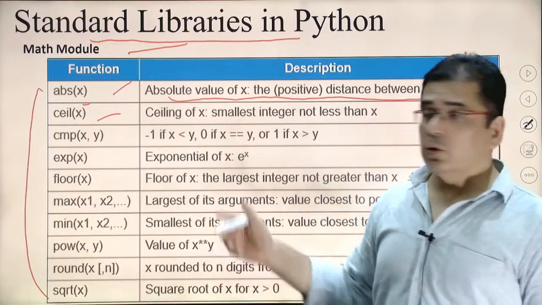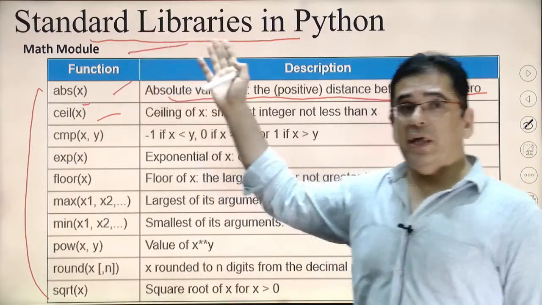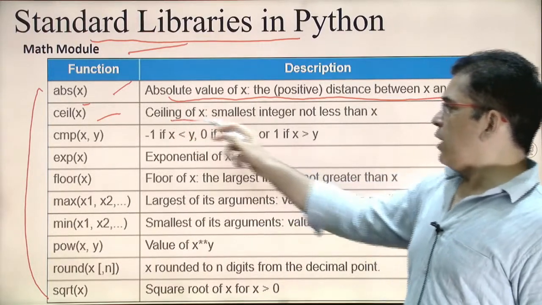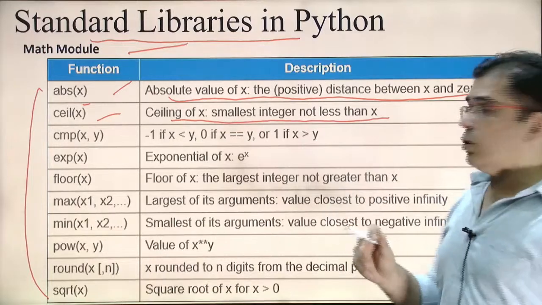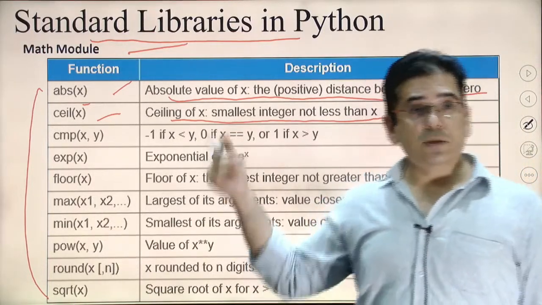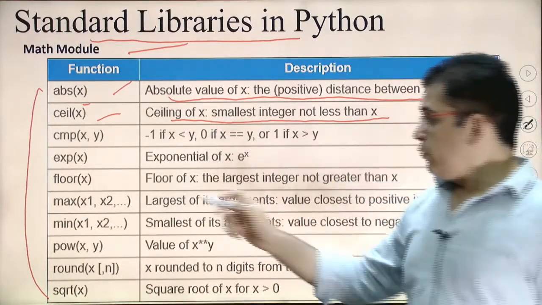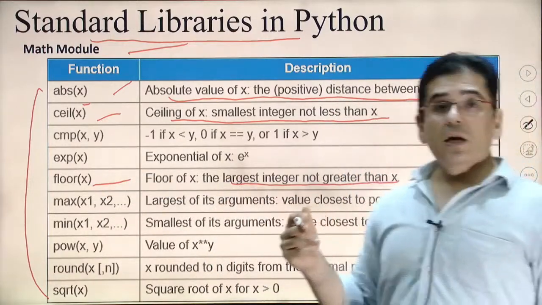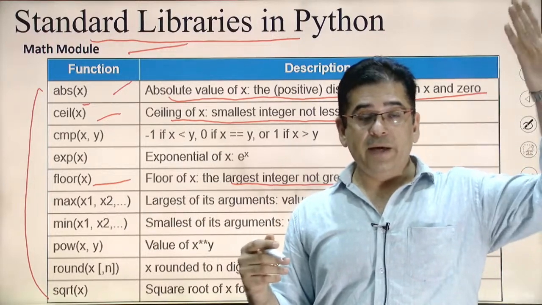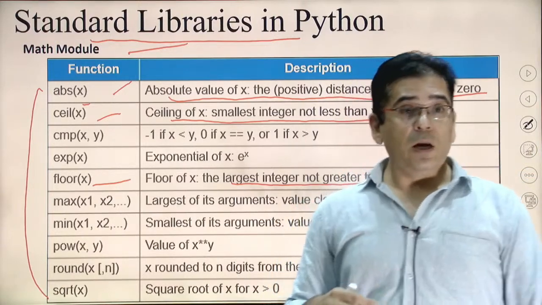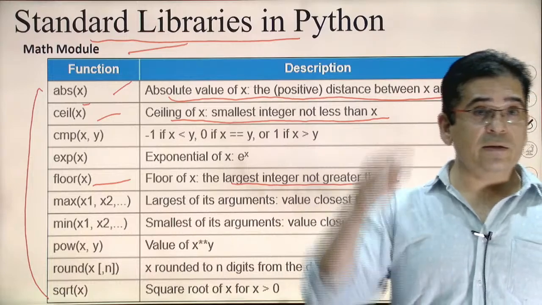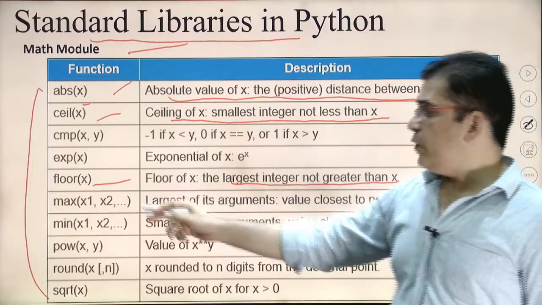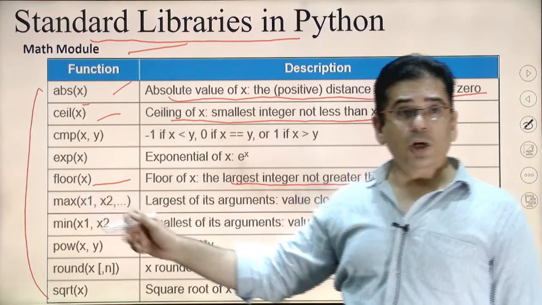Similarly, in Python, the math module in the standard library defines all these functions. Ceiling is used to find the ceiling value, meaning the smallest integer not less than x. There is also a floor function, which is used to find the largest integer not greater than x. Ceiling and floor are the functions to find the largest and the smallest number.